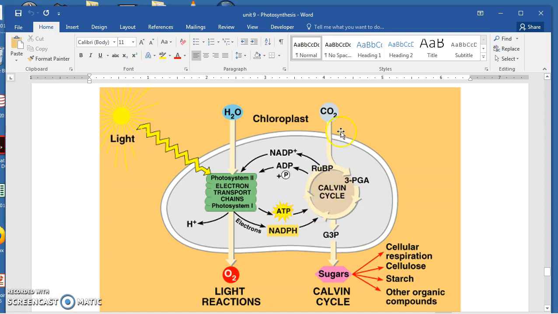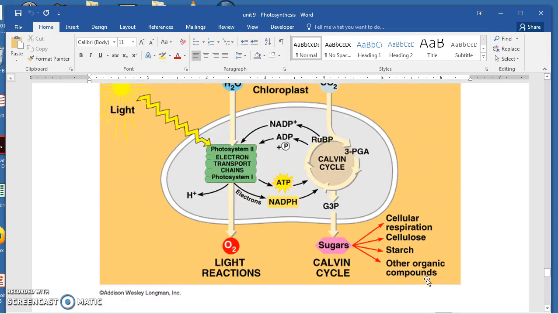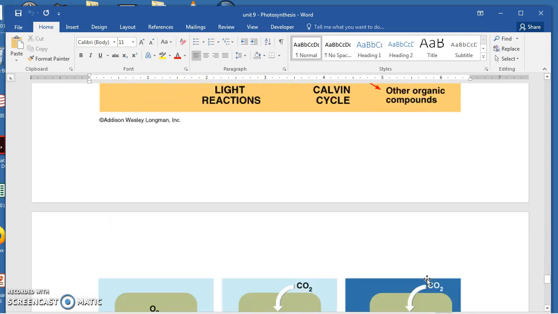in the stroma. Carbon dioxide goes in, and it's converted to sugars, which can be used for aerobic respiration, building up plant material in the form of cellulose, building up storage material for energy source for seeds, starches, and a number of other chemicals.